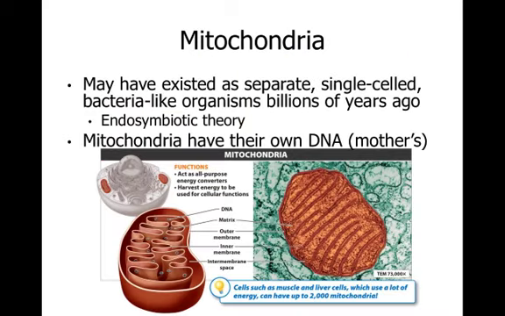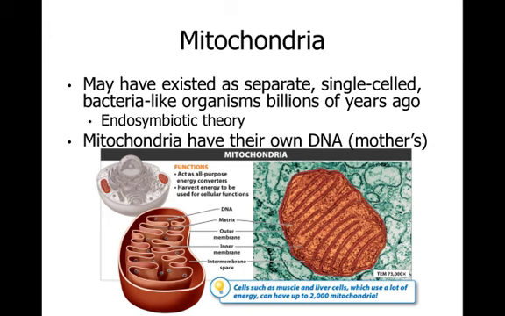So next we are taking a look at mitochondria. Again, mitochondria may have existed as separate single-cell bacteria-like organisms billions of years ago. Remember, this is our endosymbiotic theory that we talked about. They could have been completely separate organisms that joined in with another cell. And we see this because mitochondria have their own DNA. And in fact, the DNA in mitochondria is specifically and only from the mother's DNA.